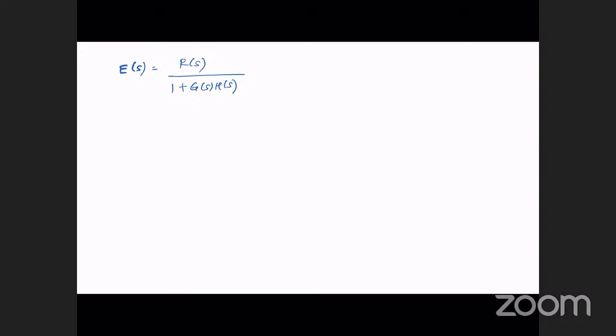Next, pay attention carefully. What have we understood? E of s stands for error. In which domain? In the Laplace domain, guys. E of s is error in the Laplace domain. I hope you understand that.